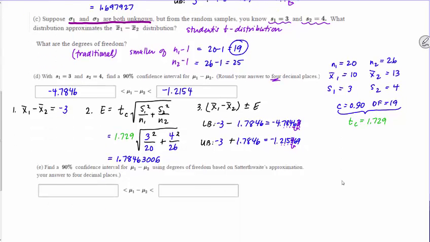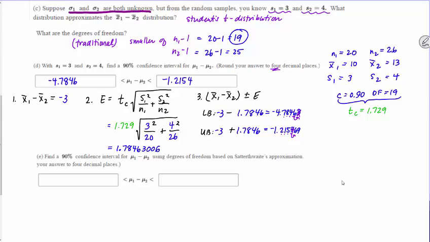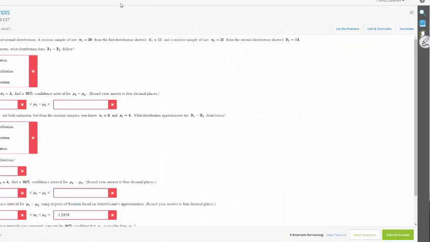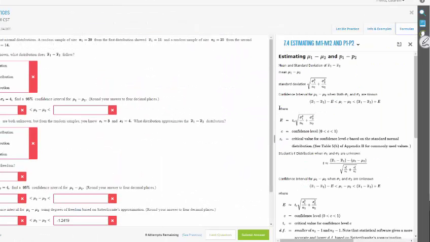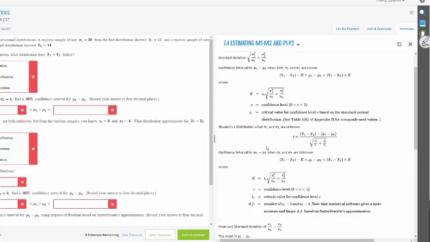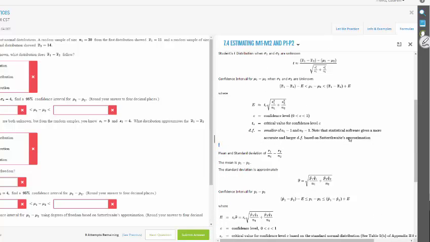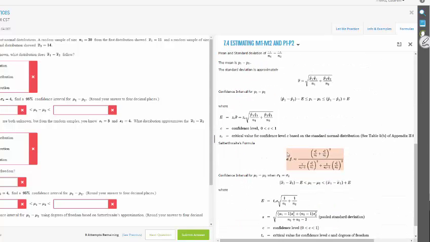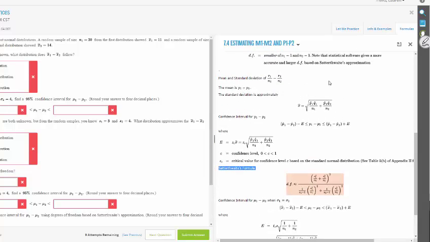Part E asks us to use Satterthwaite's approximation. Now, this approximation doesn't show up in a great place on MindTap. So if you have this homework open, the right hand side has the formulas, so you see how to estimate these things. The Satterthwaite approximation is mentioned here, but the formula is down here. So I think that's part of the problem, is that it's out of place. And I've told the developers and asked that they put it back up here where it's mentioned. But this is the formula for the degrees of freedom when we use this approximation.